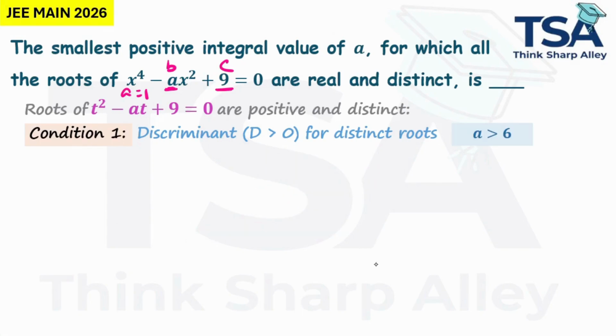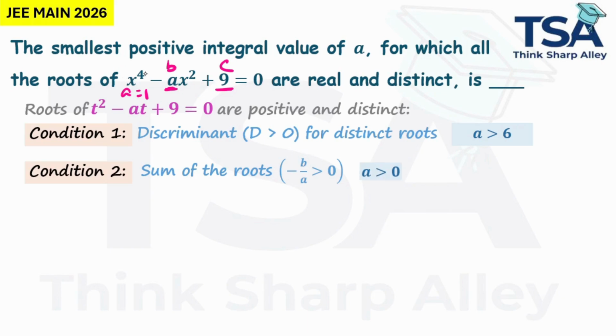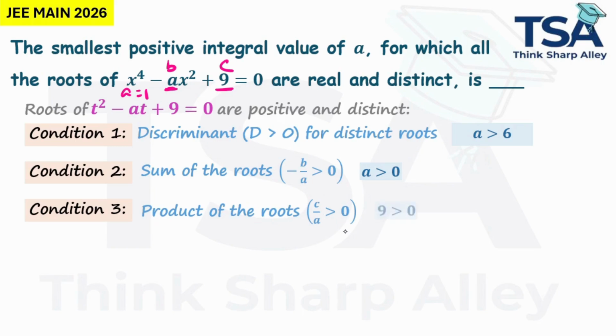Now the second condition, which says sum of the roots must be positive because both the roots are positive. So their sum must be positive. b is minus a, so minus b by a is equal to a by 1, which means a is greater than 0. And the third condition, product of the roots, which is c by a, greater than 0. c by a is 9 by 1, that means 9 is greater than 0, and this is always true for whatever be the value of a.